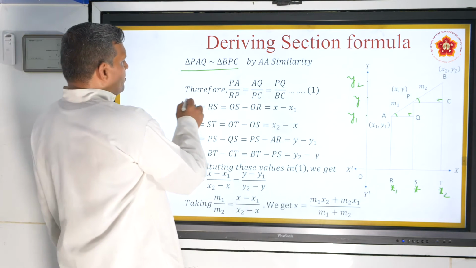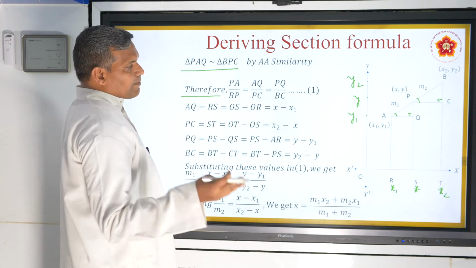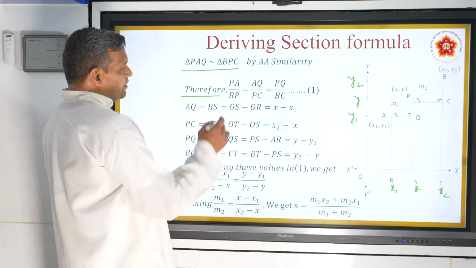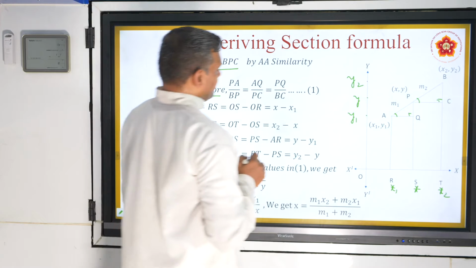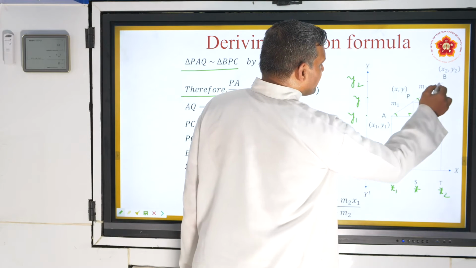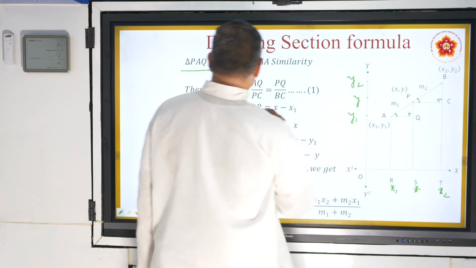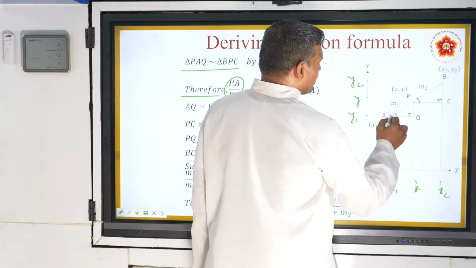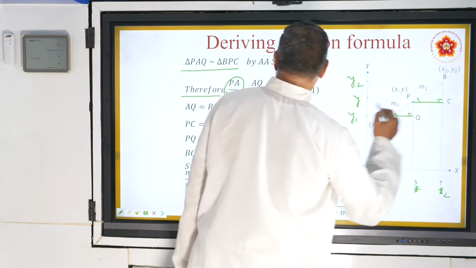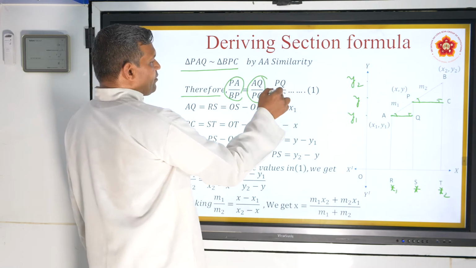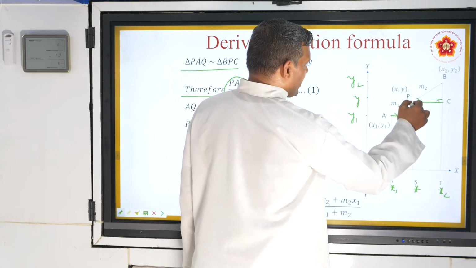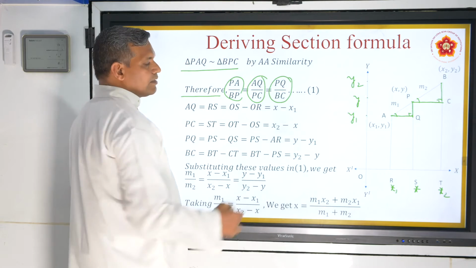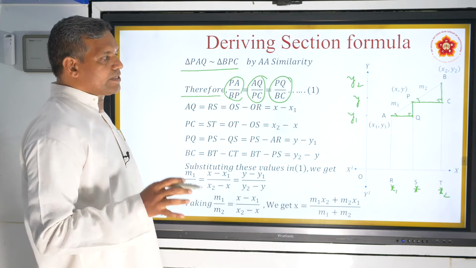Now see, therefore, the triangles are similar. The corresponding sides are in proportion, their ratio is equal. Then PA by PB, that is PA by BP. So hypotenuse by hypotenuse ratio is written here. And the second one you see, AQ by PC. What is AQ? Base. What is PC? Base. So base by base is written. Next PQ by BC. What is PQ? PQ is height. BC is also height. So height by height is written. That's it. I did not do anything bigger than very simple mathematics.